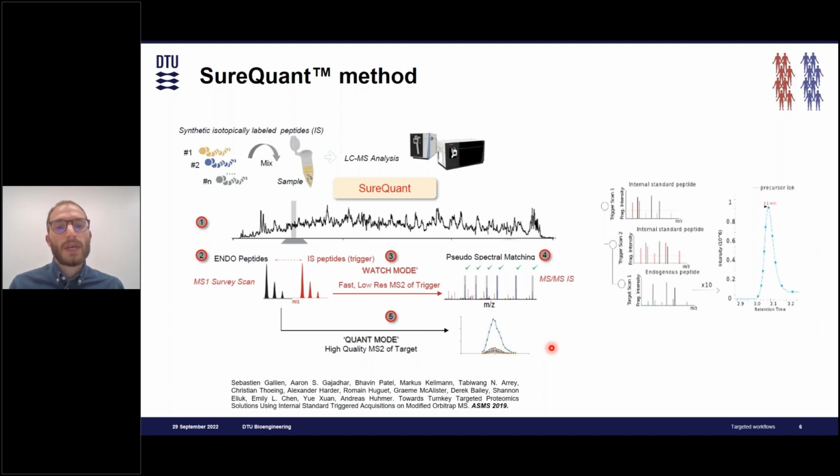So this method eliminates the need for scheduling windows, and since we're only acquiring MS2 scans for our endogenous peptides when the heavy peptides are eluting, we can use shorter gradients and therefore achieve higher throughput.